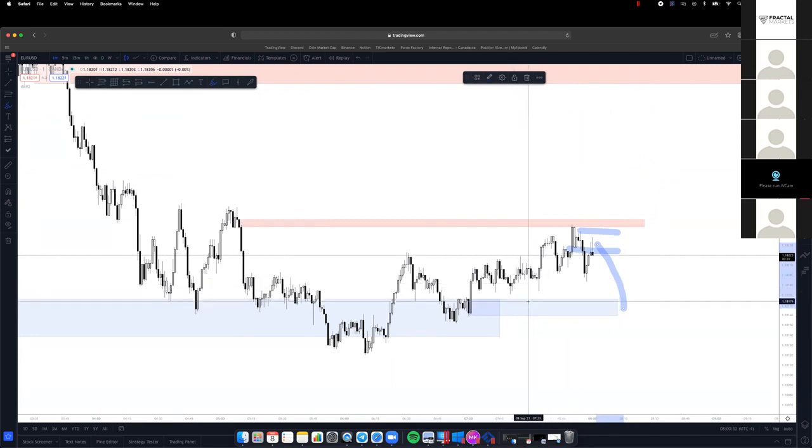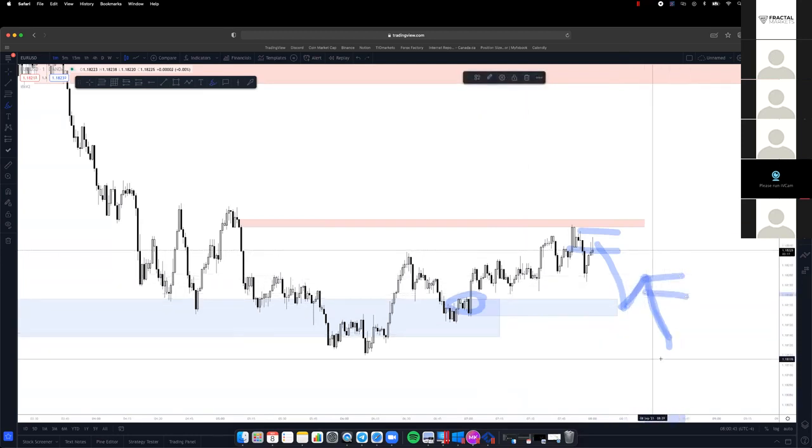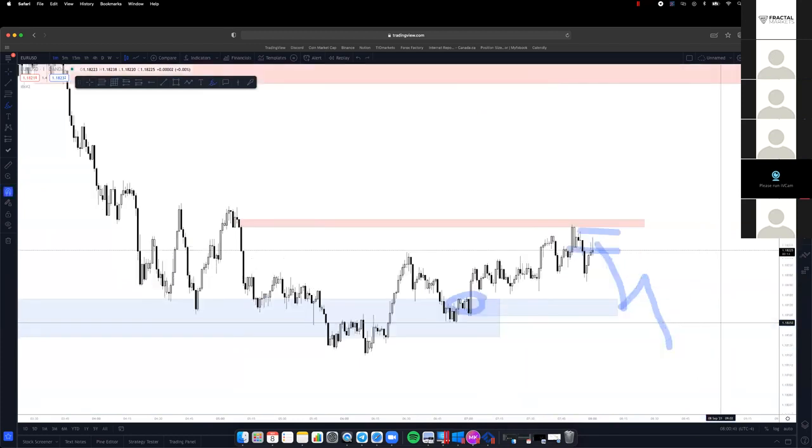And the reason why is because we still have this unmitigated demand. So I would be looking for a depletion of demand at this point that could technically take out supply, right? But if it doesn't and it rolls over, then very simply put, I'm looking for this to go down to here. And now we wait.